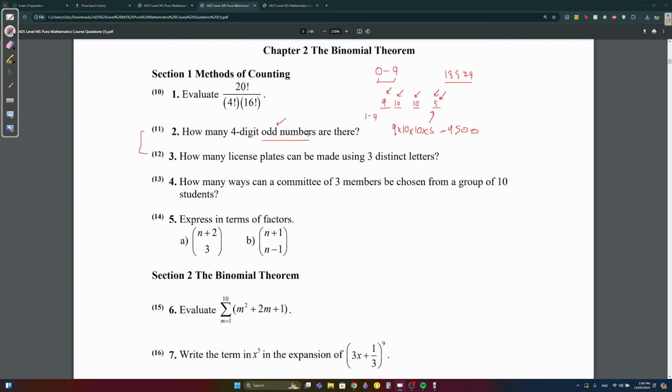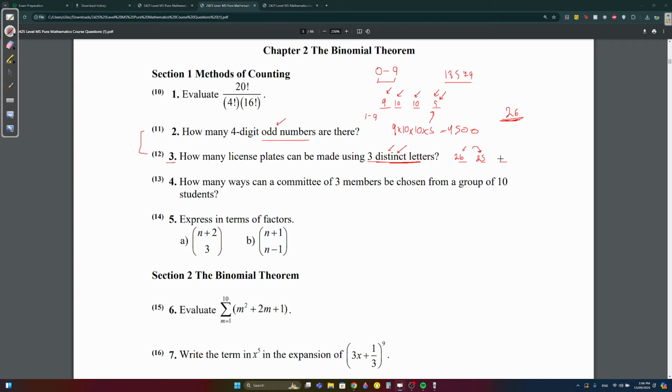Okay, and then here for 3, how many license plates can be made using 3 distinct letters? Okay, so we have 3 letters. Do you know how many letters there are in the alphabet, by the way? 26 letters in the alphabet. So here we have 26 different letters, but they said distinct. So let's say you took a letter here. That means here there's only going to be 25. Distinct meaning different letters, so you can't have the same letter repeated.